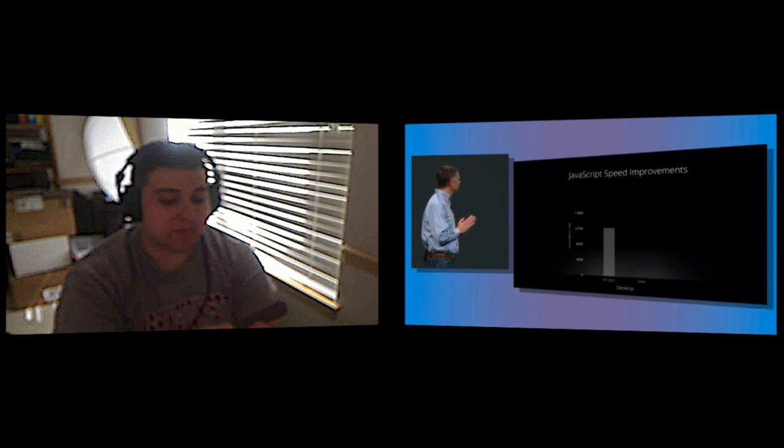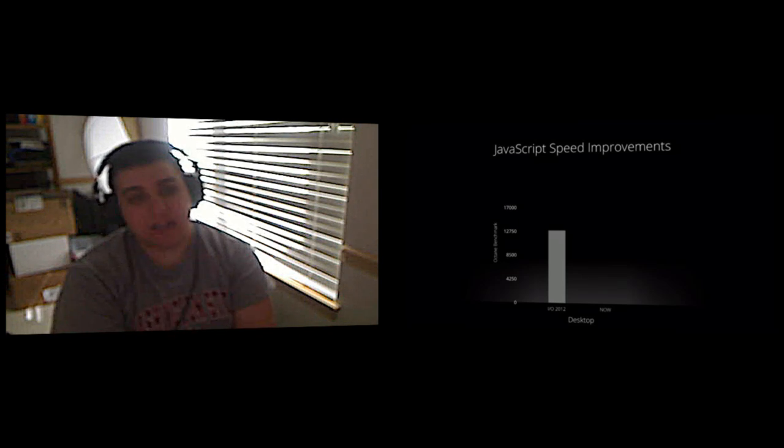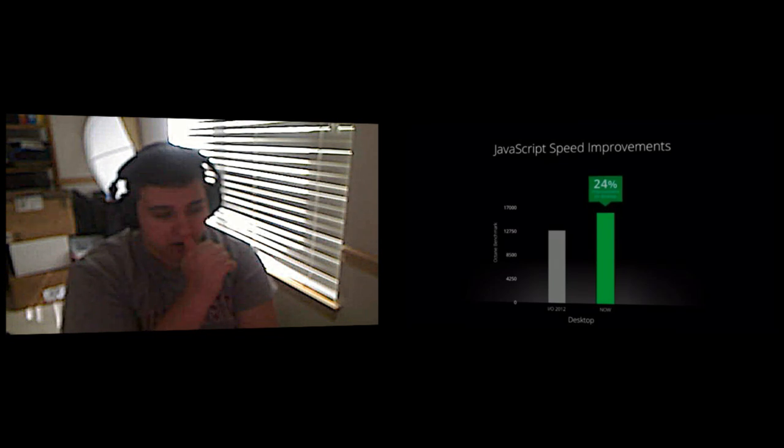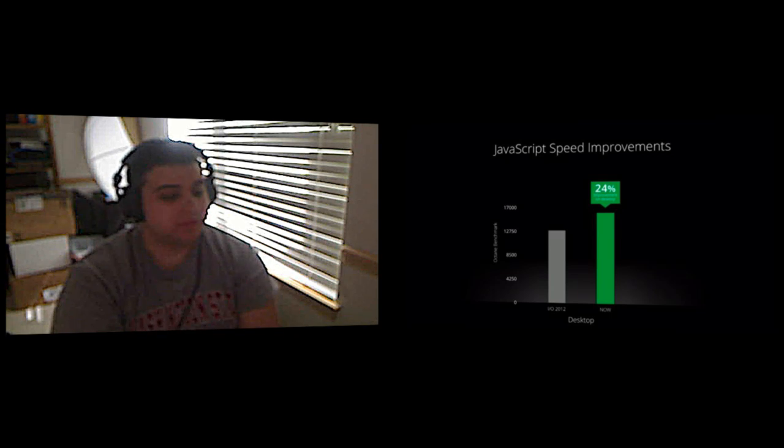When we first launched Chrome, its JavaScript engine V8 was 20 times faster than anything else. And in the 4.5 years since, we've continued to make it faster still. Just in the last year, you can see we've improved the performance of V8 by almost 25% on the desktop. But the gains on mobile are even bigger.